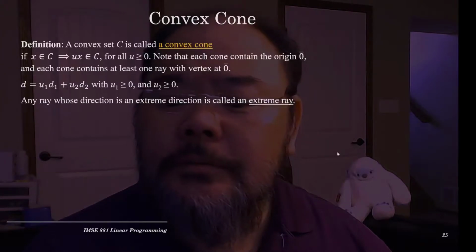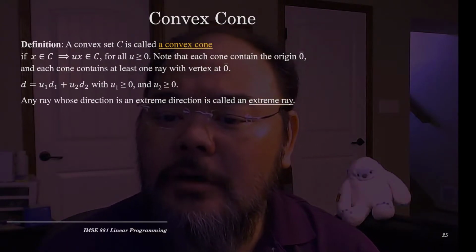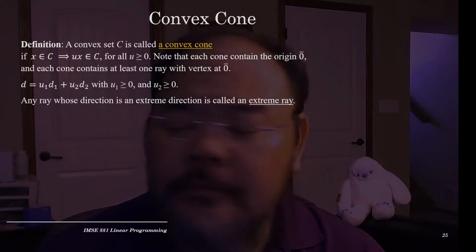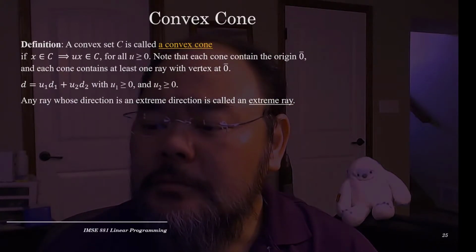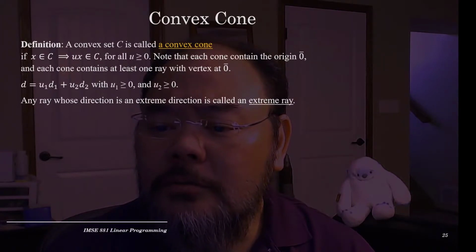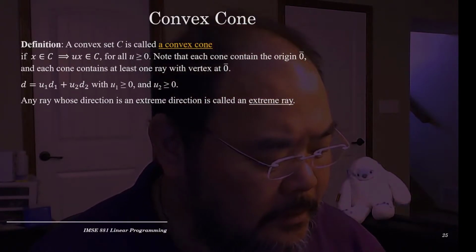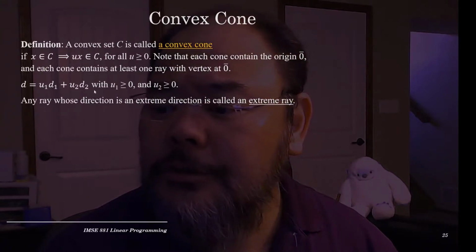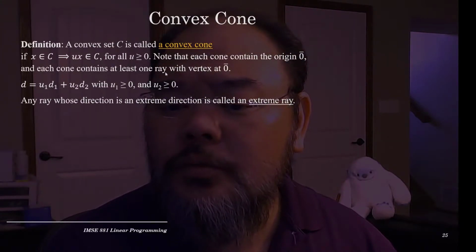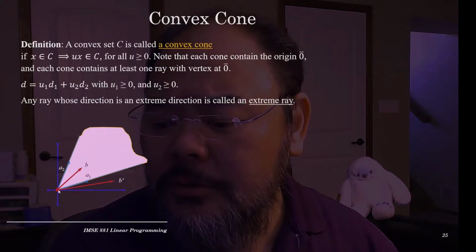All right, so next we'll talk about the convex cone. A convex set C is called a convex cone if for any point x that belongs to this convex cone, u times x also belongs to this convex cone for any non-negative u. Note that each cone contains the origin, and each cone contains at least one ray with a vertex at the origin point.